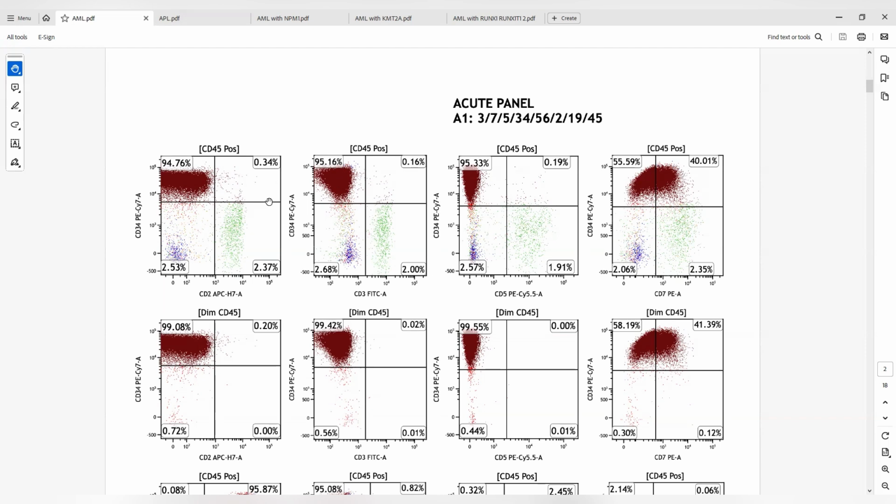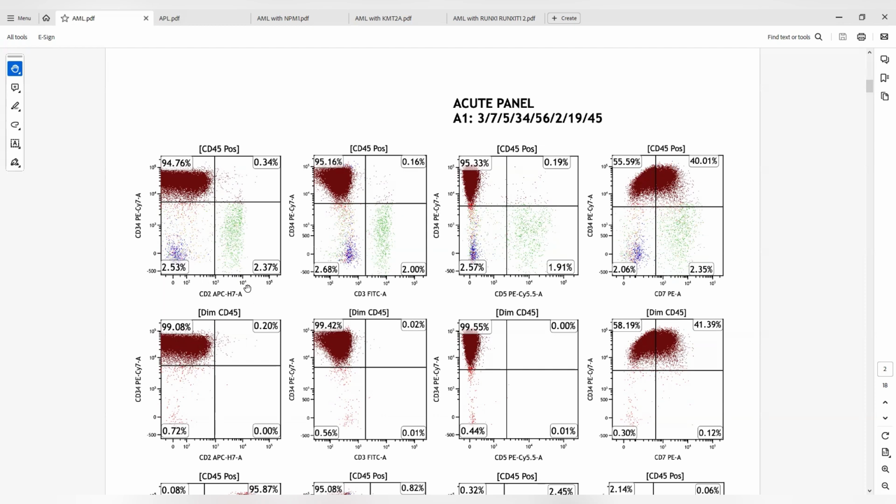How do we draw these lines, like this line here and this line here? We use internal control. For example, this green population here is our T lymphocyte population. T lymphocytes are normally CD2 positive. This population here is granulocytes, and granulocytes are normally negative for CD2. So you would draw the line in the middle between this positive control and this negative control.